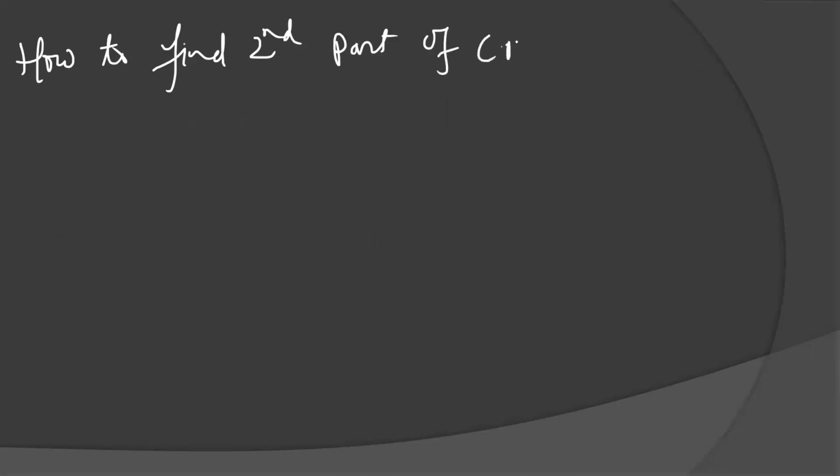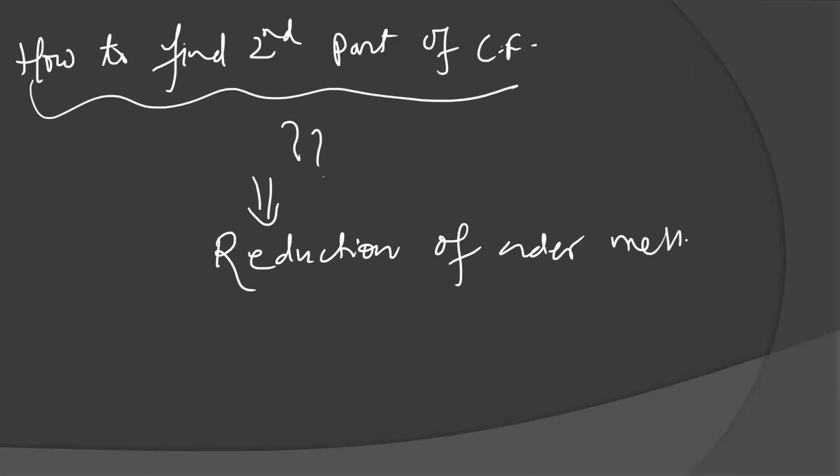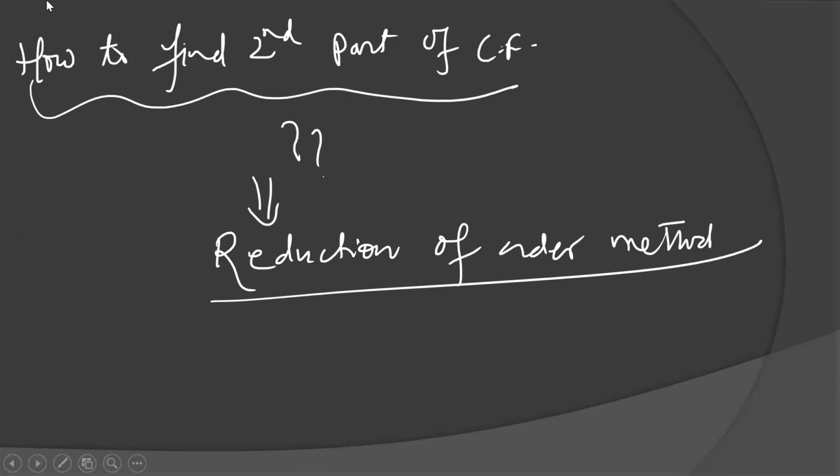Now the problem is how to find the second part of CF. This is the most important problem. For finding this part, we will use the method called the reduction of order method. For this method, we will see in the next part. Till then, you can solve the problems of variation of parameter. Okay, thank you.